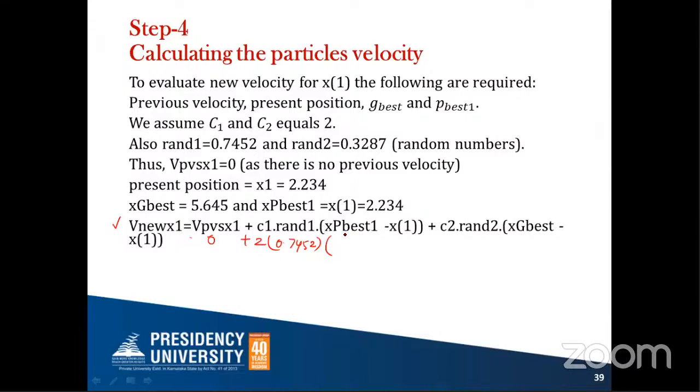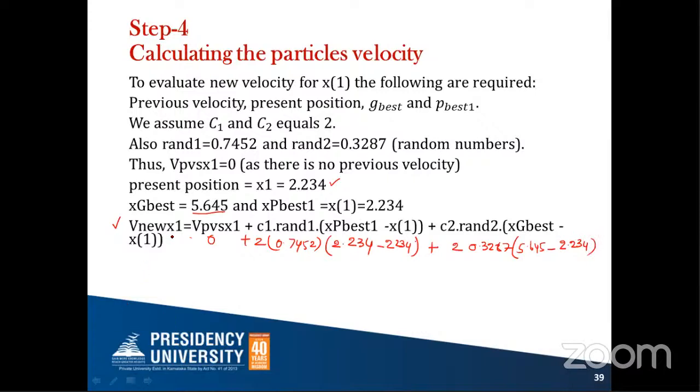Next, P best, the best position of the particle itself. What is the first position? 2.234. What is the best position for that particle? Its own value, 2.234, plus C2. What is the value of C2? 2. What is random 2? Random 2 is equal to 0.3287 multiplied by G best. Just now we have identified the best value. What is that best value? 5.645. Then you have to substitute the x1 value. What is the value of x1? Minus 2.234. Is it clear for you?